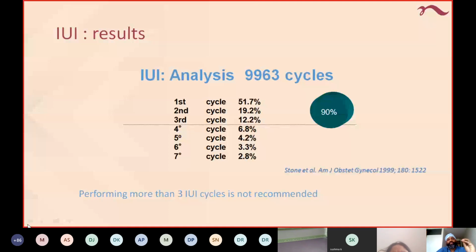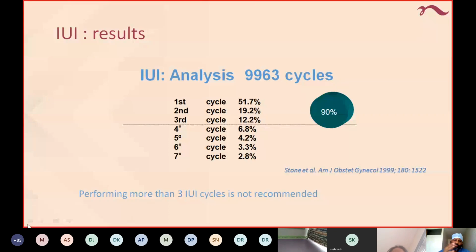When is how much success? In the first cycle, 51% of people will conceive. In the second cycle, maybe another remaining 20%, and the next 12% in the third cycle. So a maximum of 3 IUI cycles you can do, and not more than that. How many IUIs we can do is a question I generally get from many gynecologists. Three IUI cycles, in good ovulator cycles, is the maximum, because after 3 cycles, pregnancy rates are not high.